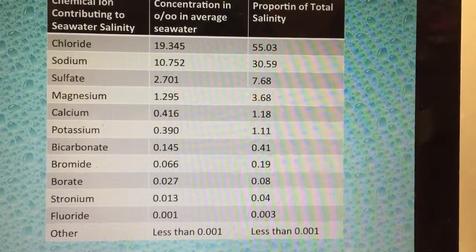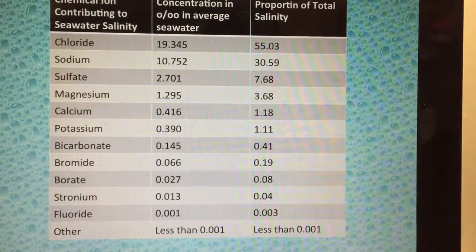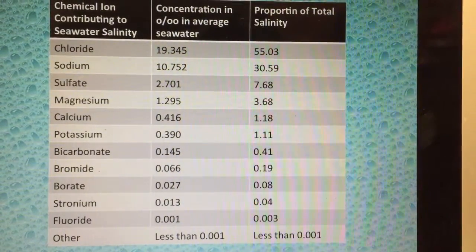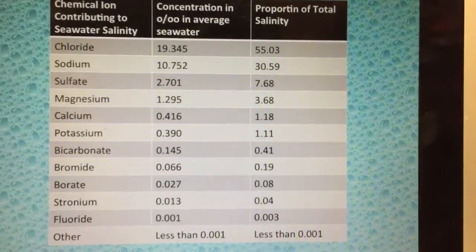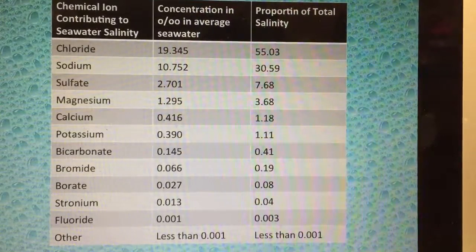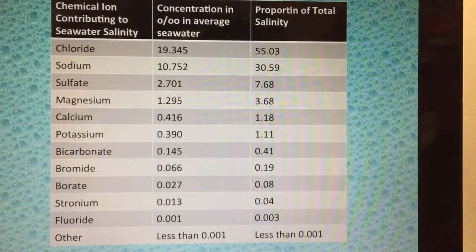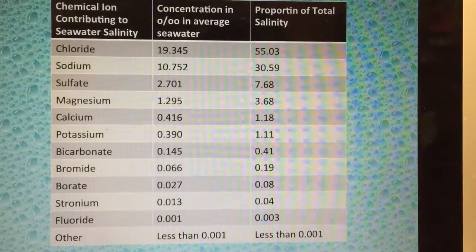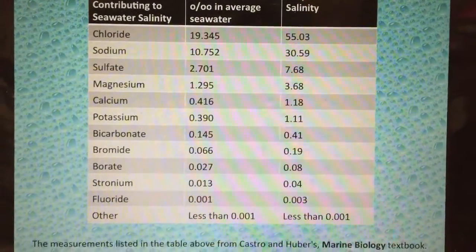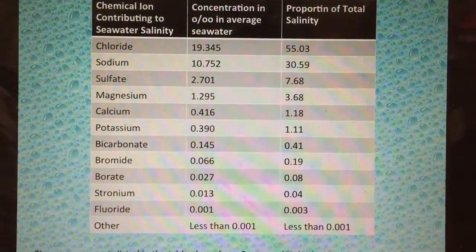From chloride to sodium, sulfate, magnesium, calcium, potassium, bicarbonate, bromide, borate, strontium, fluoride, and other chemical ions. The lowest concentration in the average seawater is for other chemical ions at less than 0.001 parts per thousand, with a proportion of total salinity at less than 0.001 parts per thousand. The measurements listed in the table above come from Castro and Huber's marine biology textbook.